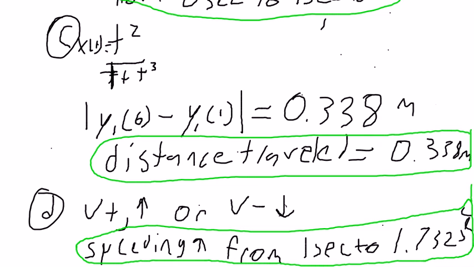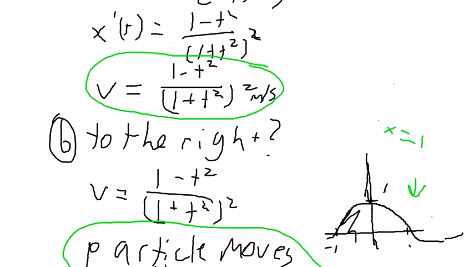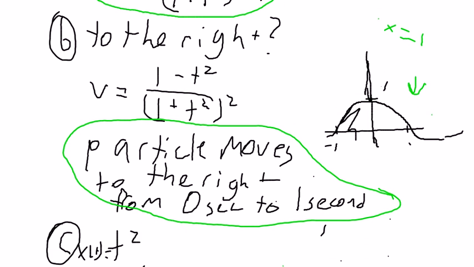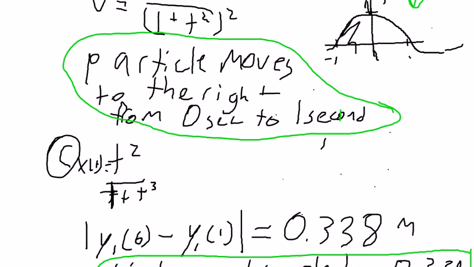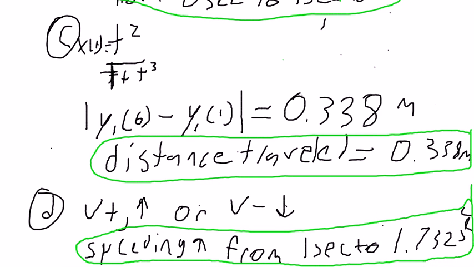And that's how you do this problem. Just to go over, the velocity is going to be 1 minus t squared over 1 plus t squared squared meters per second. It's moving to the right from 0 seconds to 1 second. Distance traveled is 0.338 meters. And it speeds up from 1 second to 1.732 seconds. And that's it.